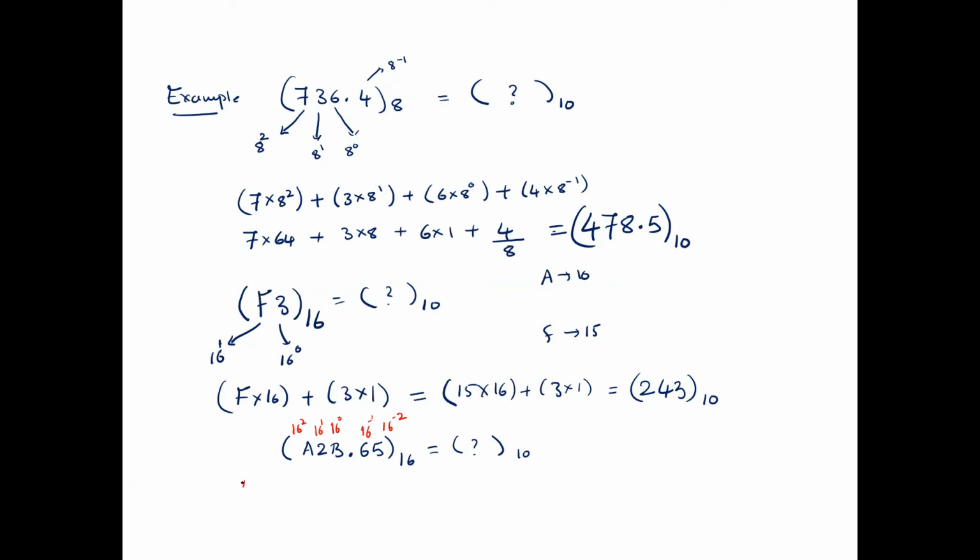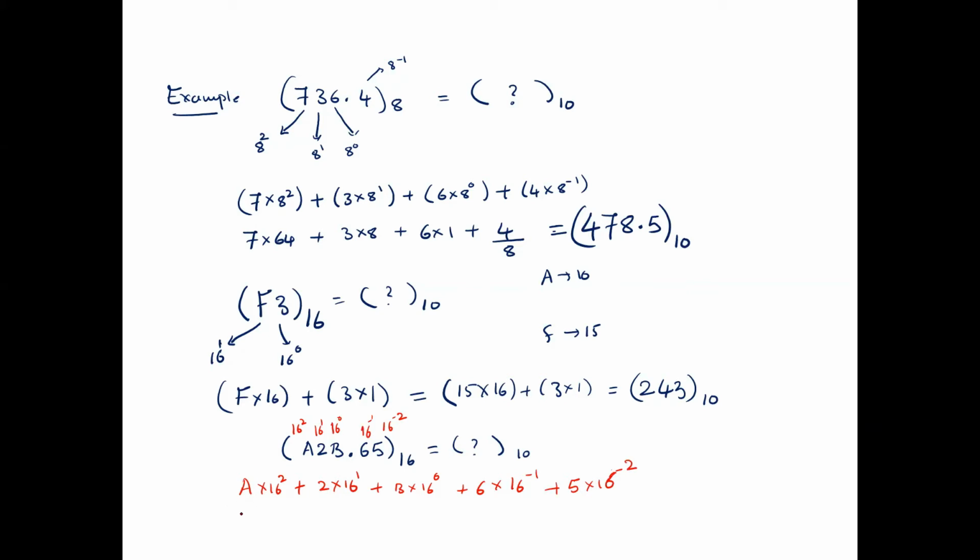Then you need to multiply A into 16 raised to 2 plus 2 into 16 raised to 1 plus B into 16 raised to 0 plus 6 into 16 raised to minus 1 plus 5 into 16 raised to minus 2. Then you need to simplify. The resultant number will be in decimal.